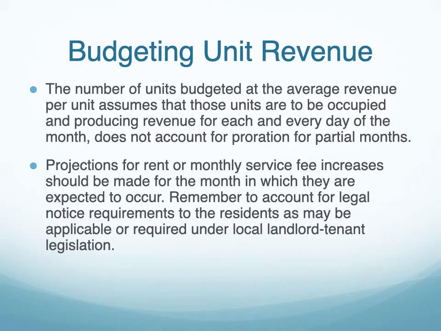Budgeting unit revenue. The number of units budgeted at the average revenue per unit assumes that those units are going to be occupied and producing revenue for each and every day of the month. So this doesn't account for any proration for partial months where someone moved in mid-month or moved out mid-month.